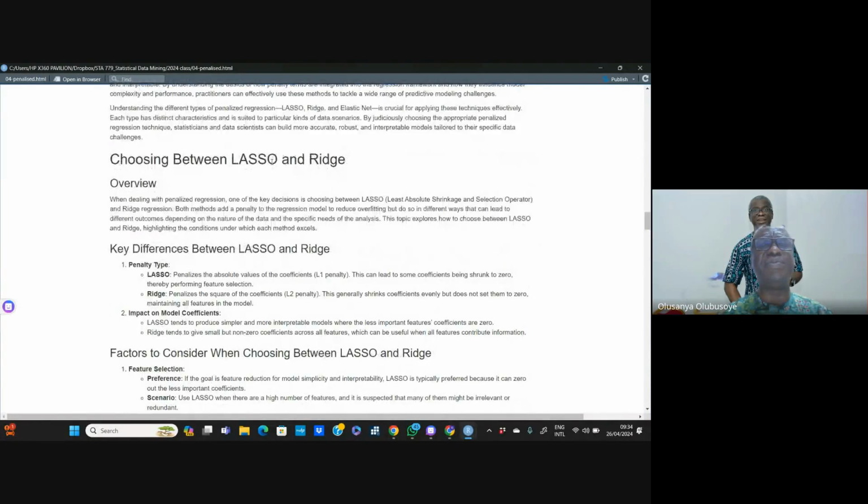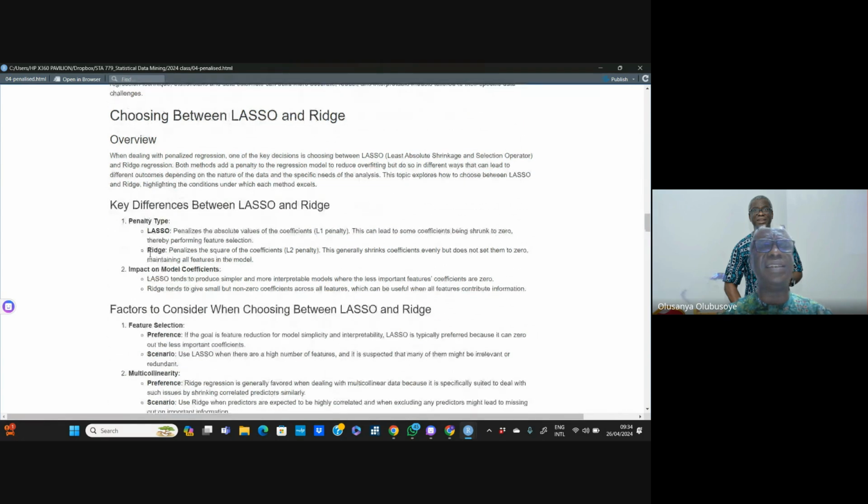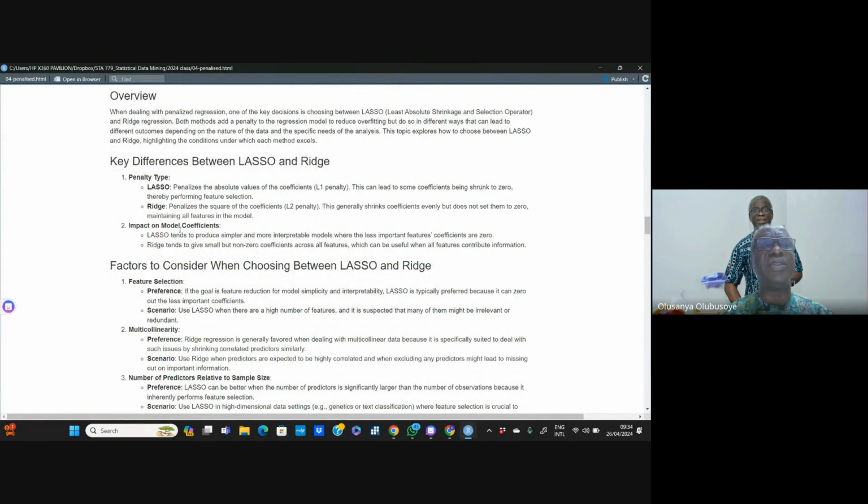Now, that is the end of that section. How do we choose between LASSO, Ridge, and so on? These are the key things you need to take into consideration. One, what penalty type are you interested in? LASSO penalizes the absolute values, which is the L1 penalty. Ridge penalizes the square, which is the L2 penalty.